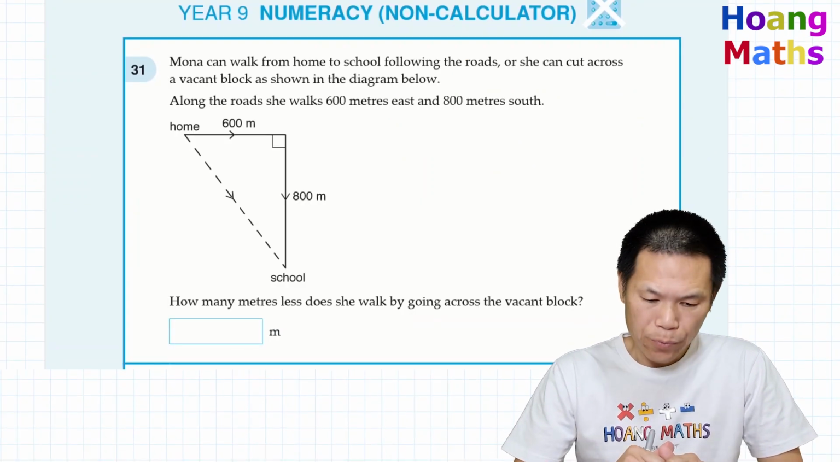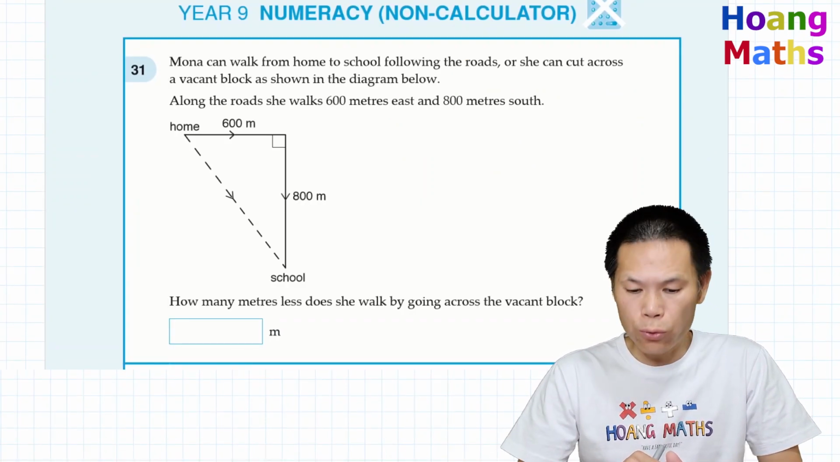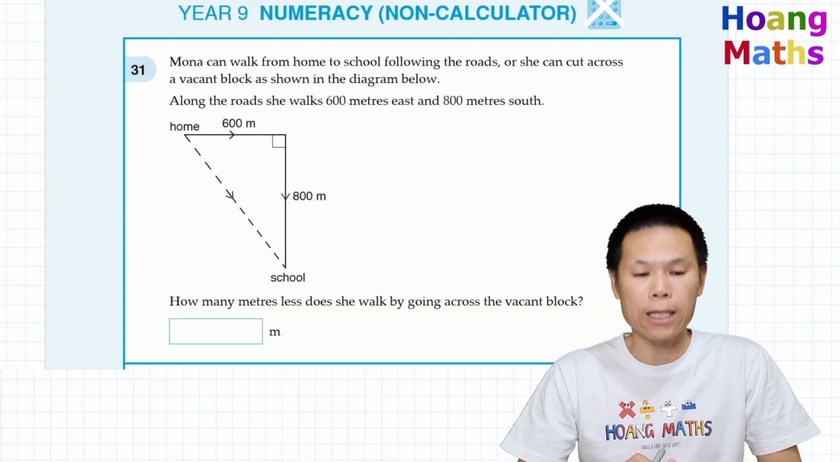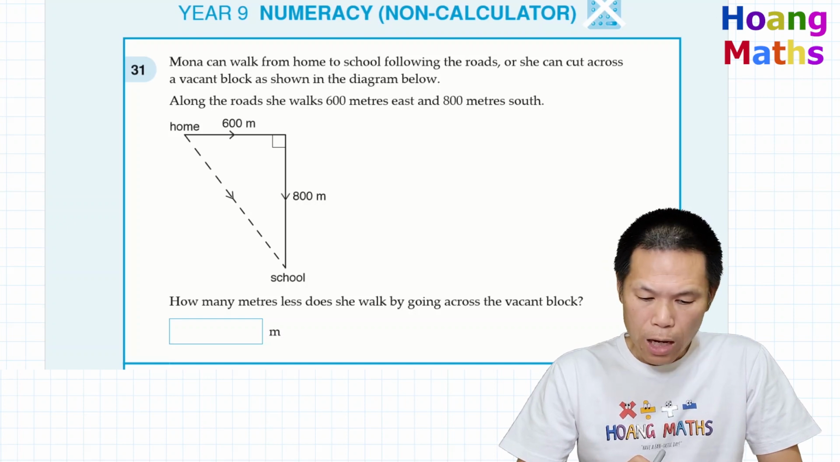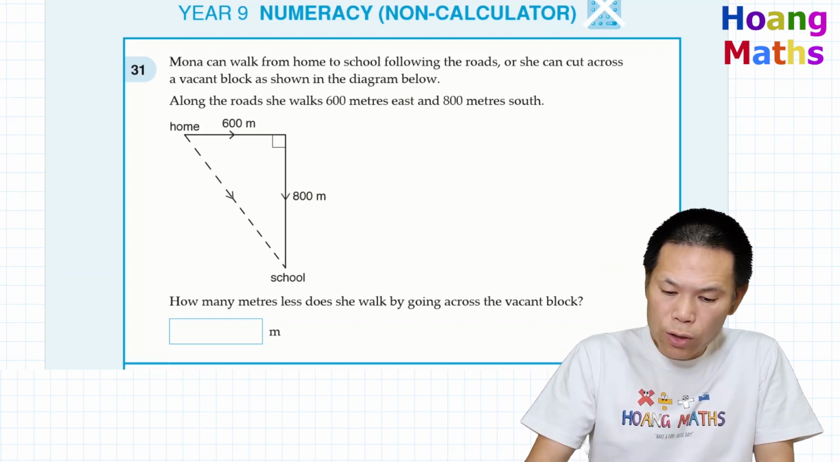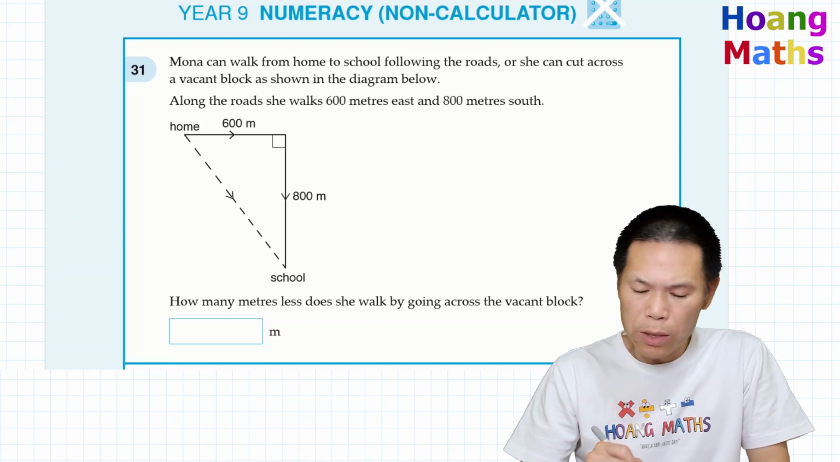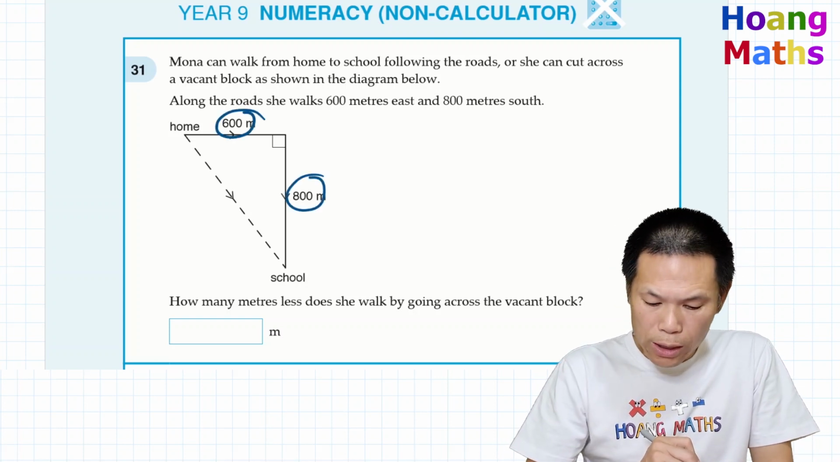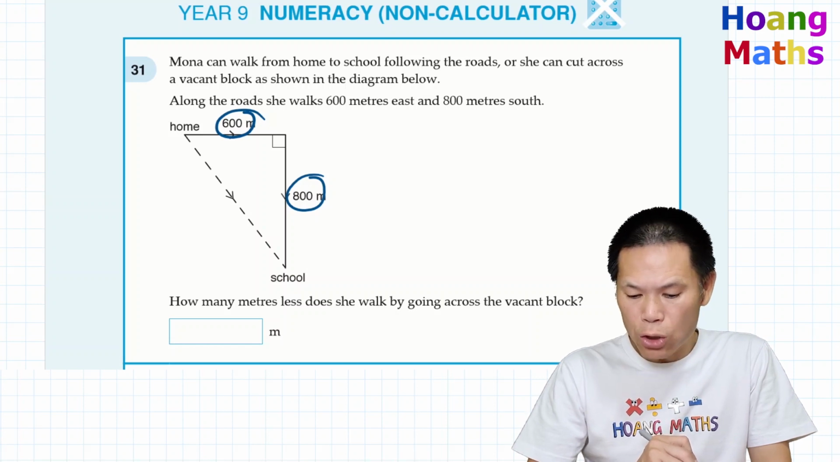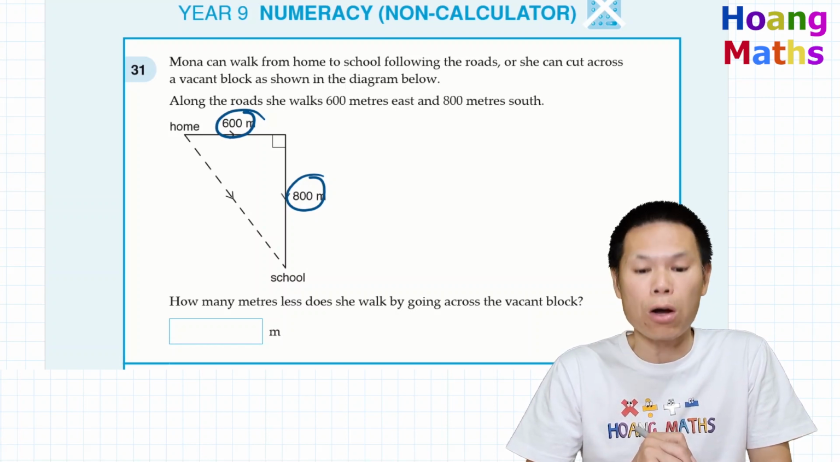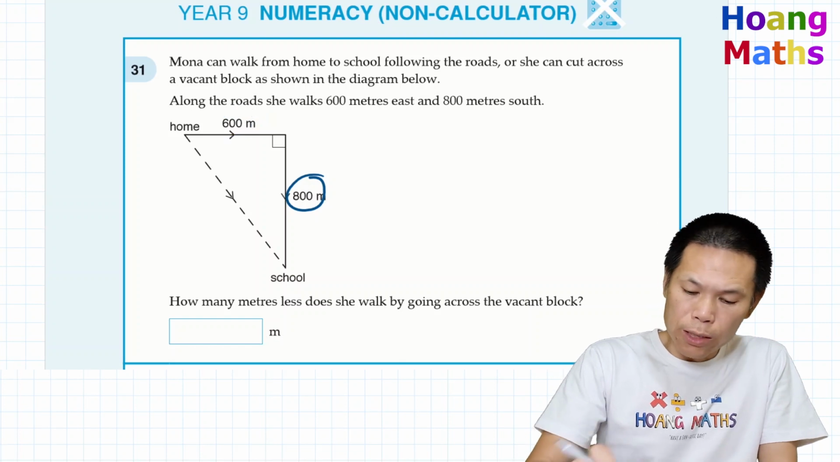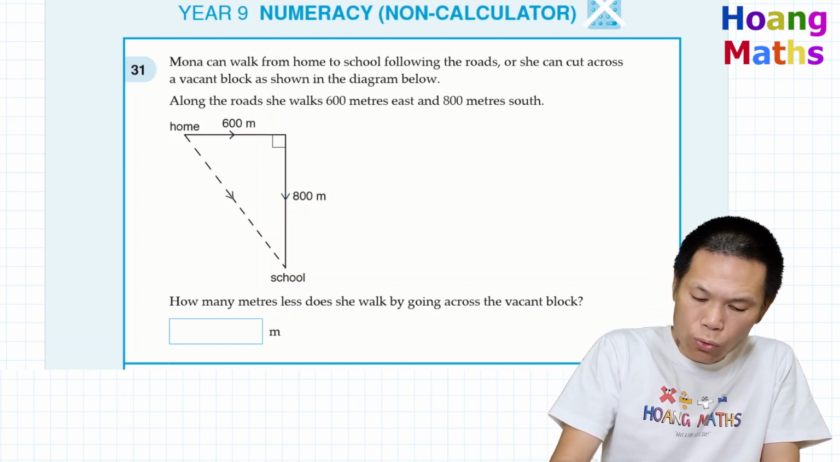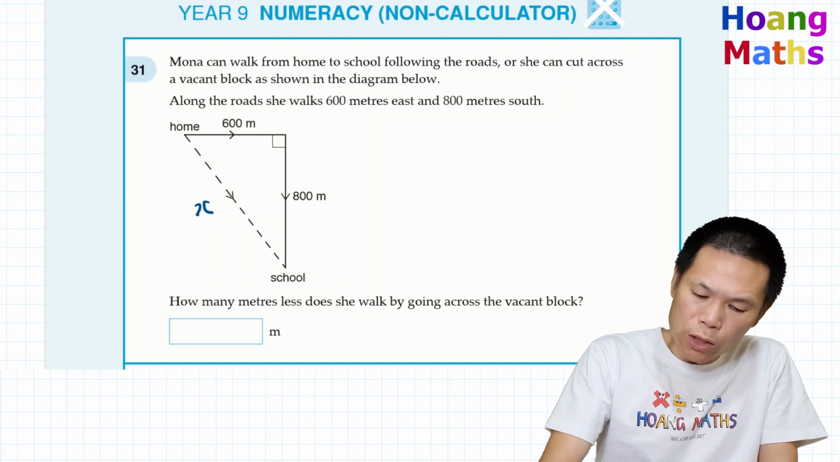Question 31. Mona can walk from home to school following the roads, or she can cut across a vacant block as shown in the diagram below. Along the road, 600 meters east and 800 meters south. So the diagram is given. The question is, how many meters less does she walk by going across the vacant block? So we need to work out the distance from home to school directly, and we need to work out the distance going this way.